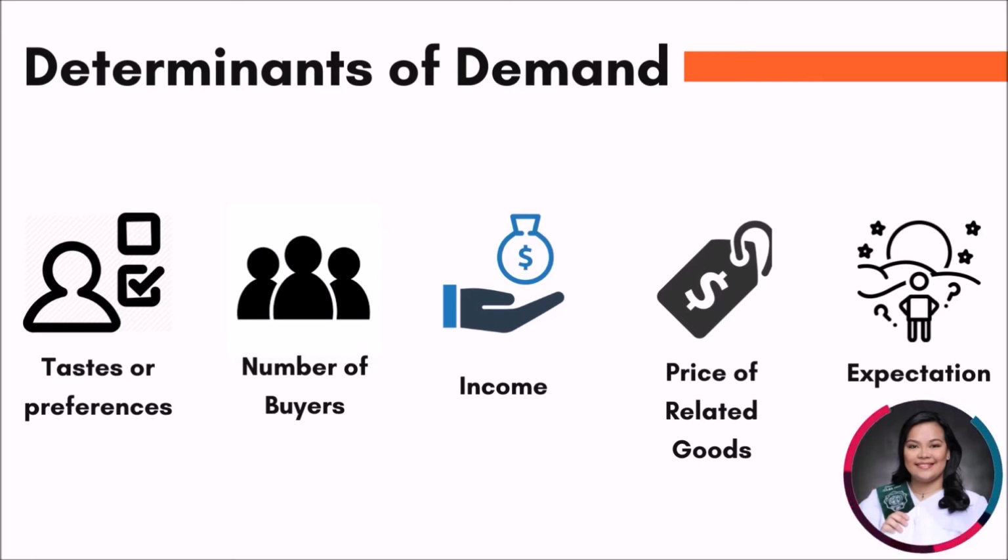The effect of the change of these determinants causes the movement from one demand curve to another demand curve, which is called change in demand. Any movement from one point to another point along the same demand curve due to the change in price of the commodity itself, holding other determinants constant, is called change in quantity demanded.